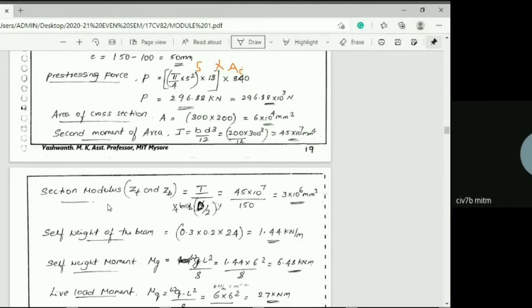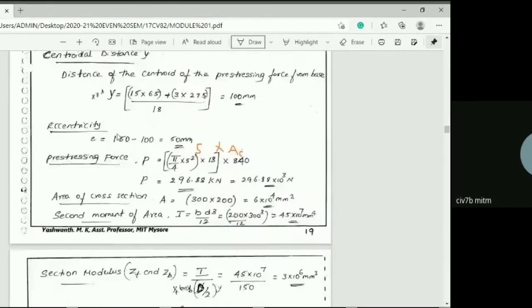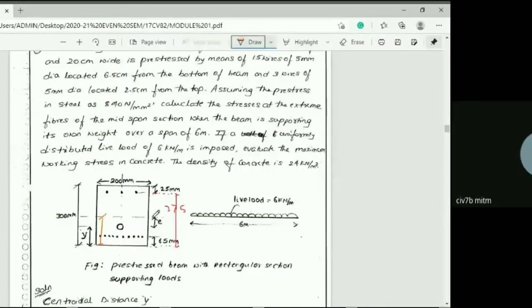Fine. Next, sectional modulus, that is Z. Here I have written ZT and ZB as the same. Why? Because in a rectangular section, the sectional modulus will be the same. Because the neutral axis distance, for this particular 300 millimeter depth, is 150 and 150. Exactly, it lies at the middle. So since YT and YB are the same, this is YT, please note down.